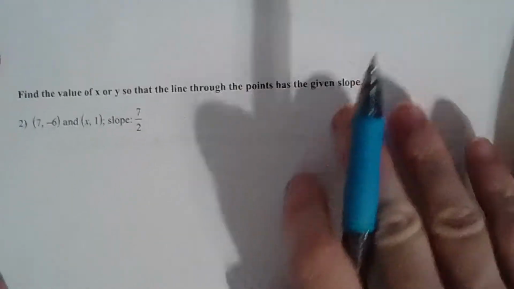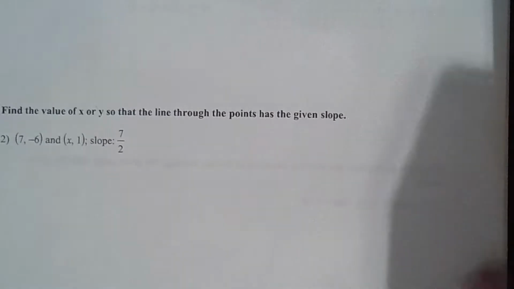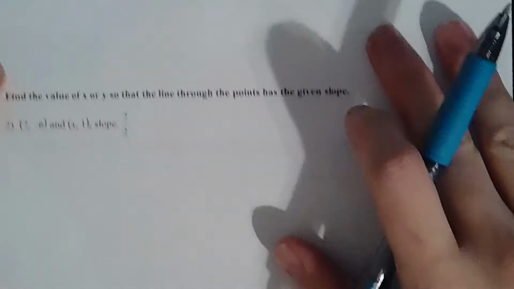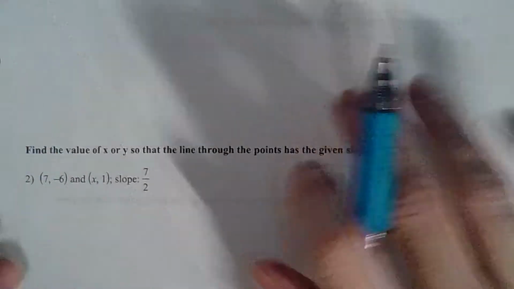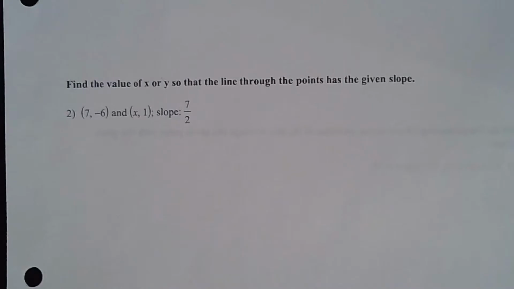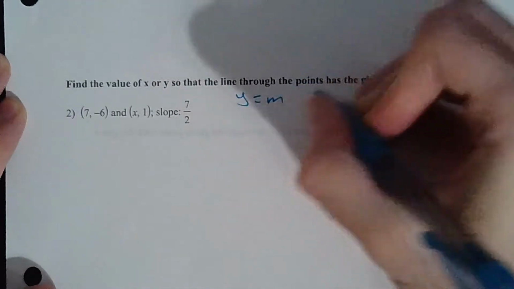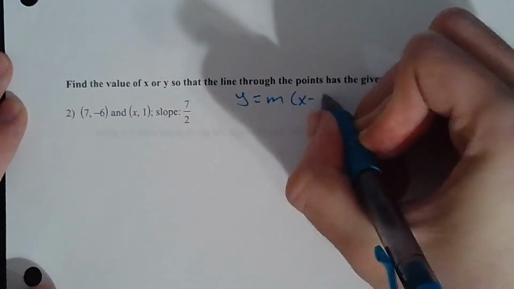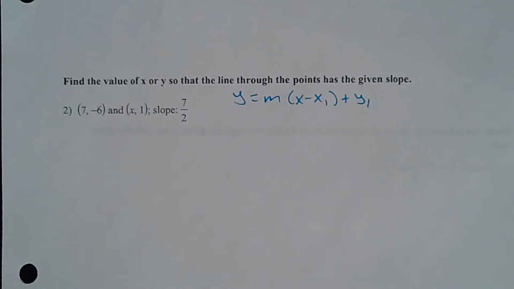Number 2. There are lots of ways to do this question. However, I do have a preferred way of doing this problem. My preferred way of doing this question is to use my point slope form. As a reminder, my point slope form, that should be one of the things that's on your cheat sheet, by the way. y equals m times (x minus x1) plus y1.